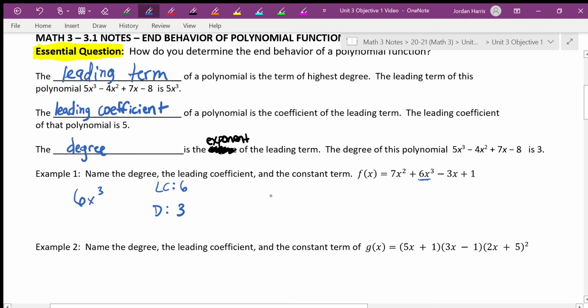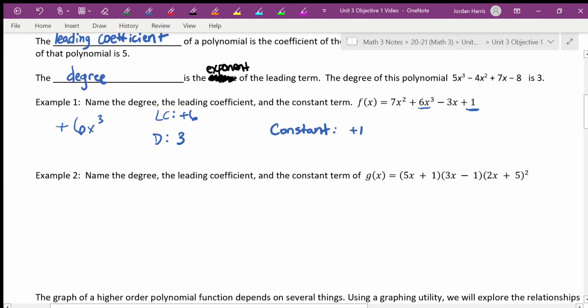And it says the constant term. So that is the one without an x. So there it is. Positive 1. Actually, you should probably put positive 6. That's an important part. The sign is really important. Okay. Name the degree, the leading coefficient, and the constant term of this.